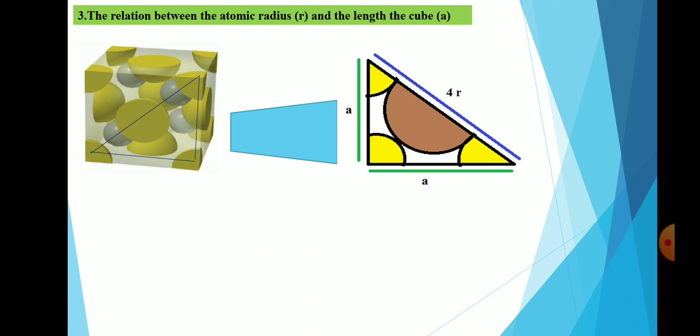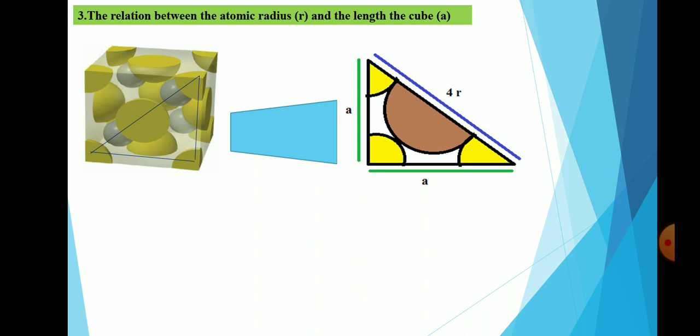It looks like this, where the central atom is a face atom, the atom present on the face, and the 3 corner atoms are near to the face atom. They touch each other. Therefore, very simply, the length of the edge of the cube, that we know is denoted as a.